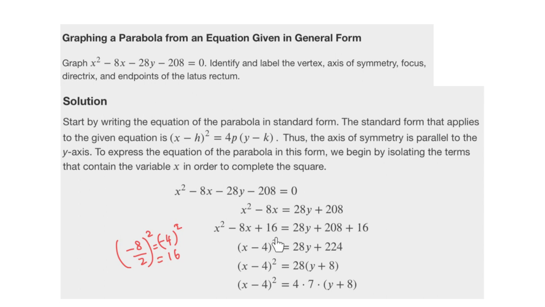Then write this in factored form. So that is (x minus 4) whole squared. Add the constants, that is 224. Here 28 is a common factor, so factor out 28. And we are comparing with this standard form, right? So 28 you can factor as 4 times p, so this 7 will be the p. From this we can identify h and k.